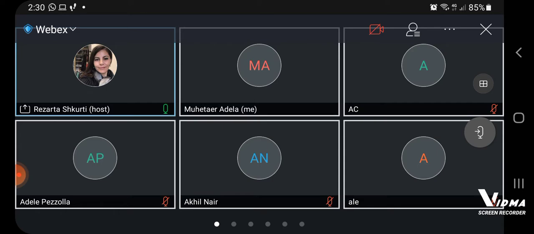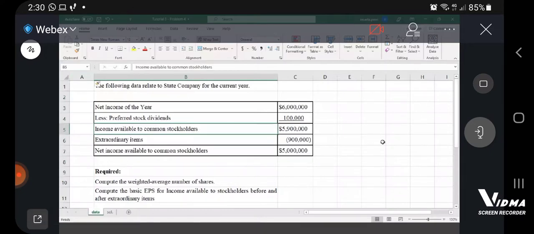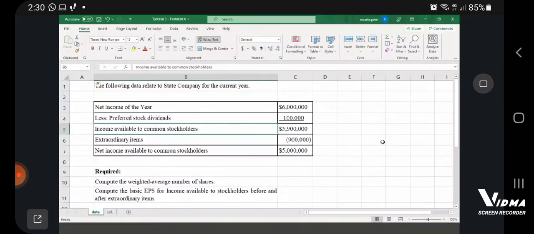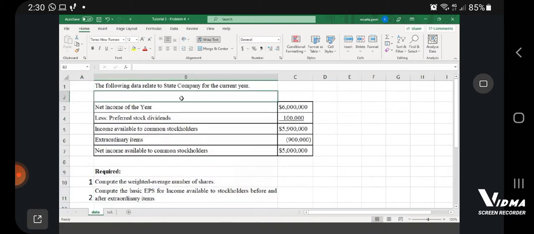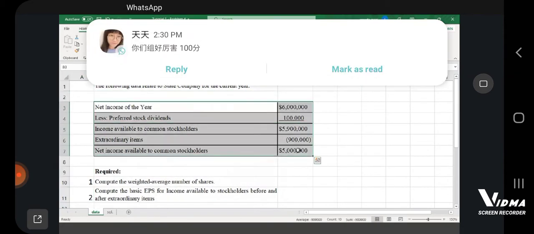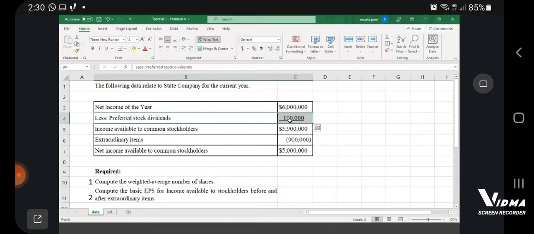So I hope that you can see the Excel file right now. It has the same information that we have been sharing through the tutorial. So in this case, we have again 2 requirements. There is this company that has this information related to the current year. We have the net income for the year, 6 million. And you see here, it is very simple to see that we have deducted the preferred stock dividend, that is income available to common stockholders, 5,900,000. And then we have some extraordinary item.